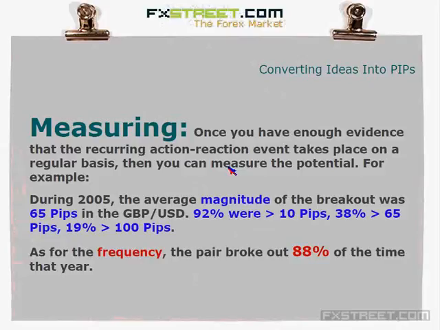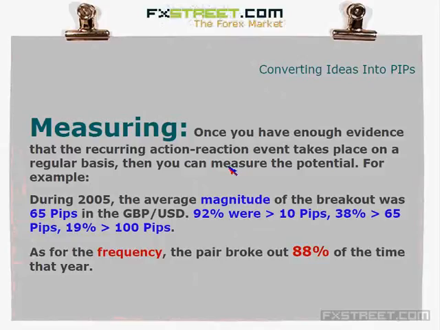Then we start to fragment all these, to go step by step to measure how many times we had a breakout of 20 pips, 30 pips, 40 pips, and so on. Then we get to our average magnitude of 65 pips, and that occurred around 38% of the time. It's not a huge percentage, but 38% of the time we get that average magnitude. But very encouraging to see that 19% of the time those breakouts of the previous high or previous day low were above 100 pips, almost 20% above 100 pips.